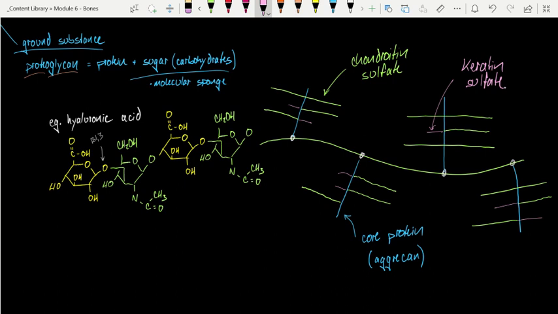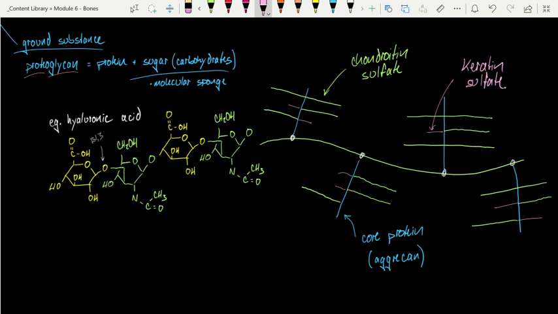Lots of ways to bring in water. That's what the carbohydrates are doing, and we're strengthening it with the core proteins. That's the idea of proteoglycan, protein and sugar, where protein provides a little bit of structure and sugar attracts the water.